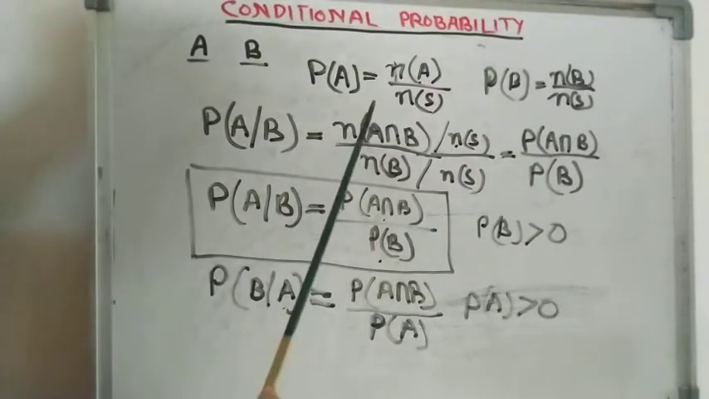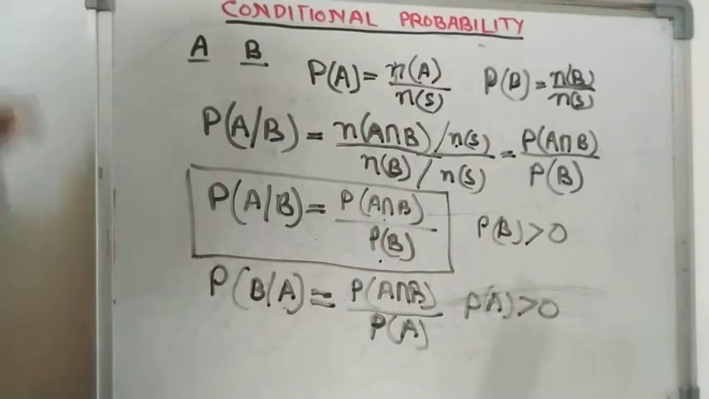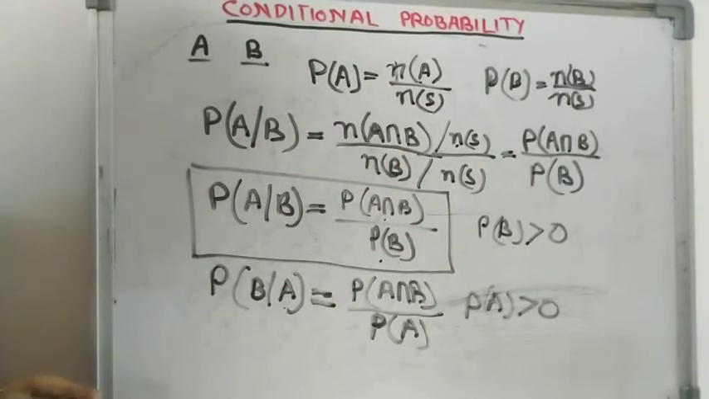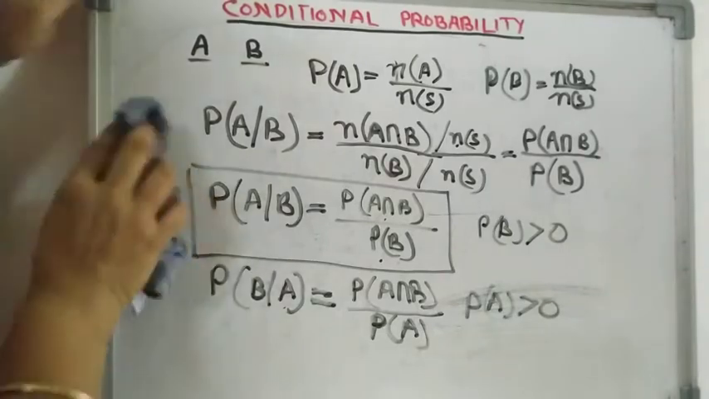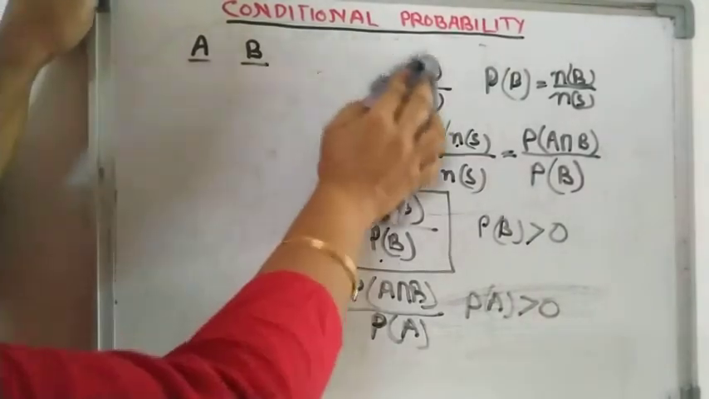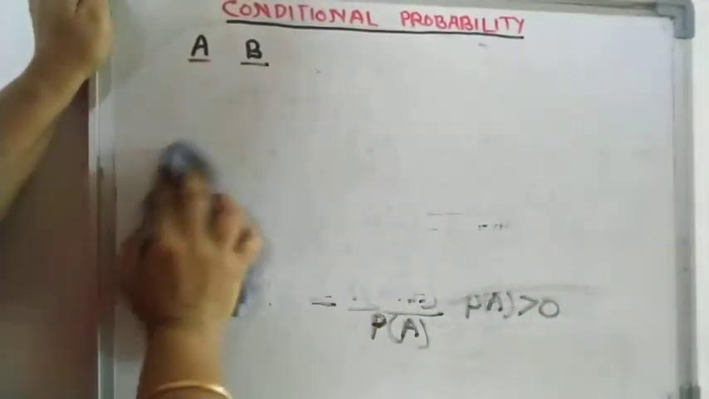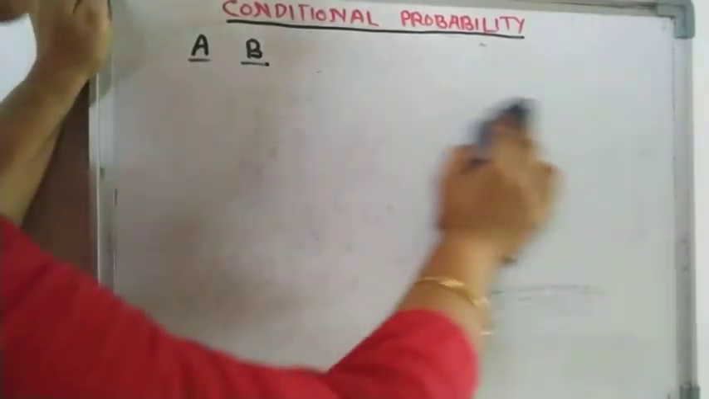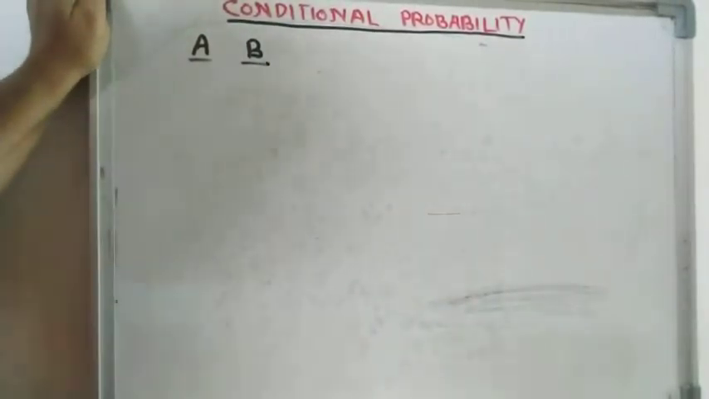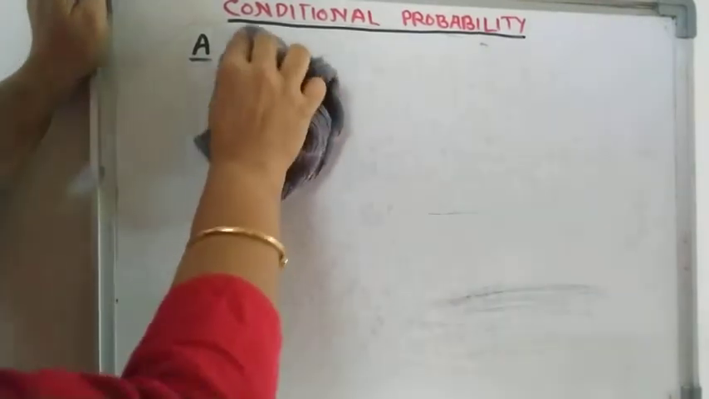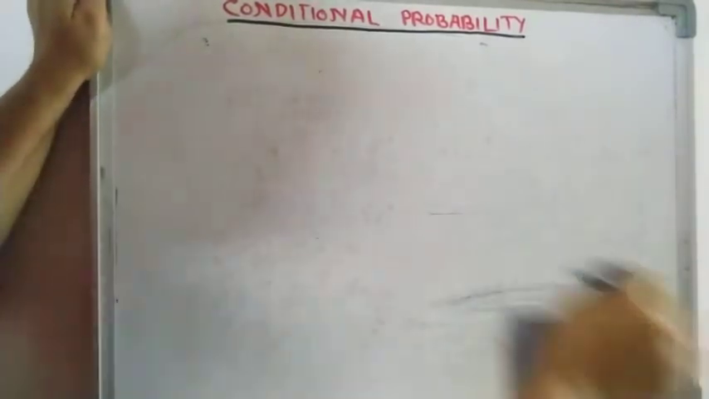Now let's see how this NS is decreased to NB. I want to show that. So let me clean this first. Our N is decreased to NB or sometimes NA. I am showing it with an example.